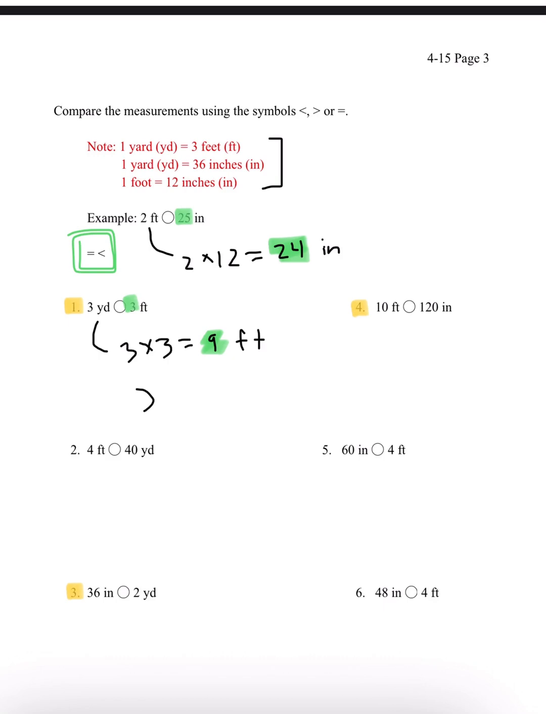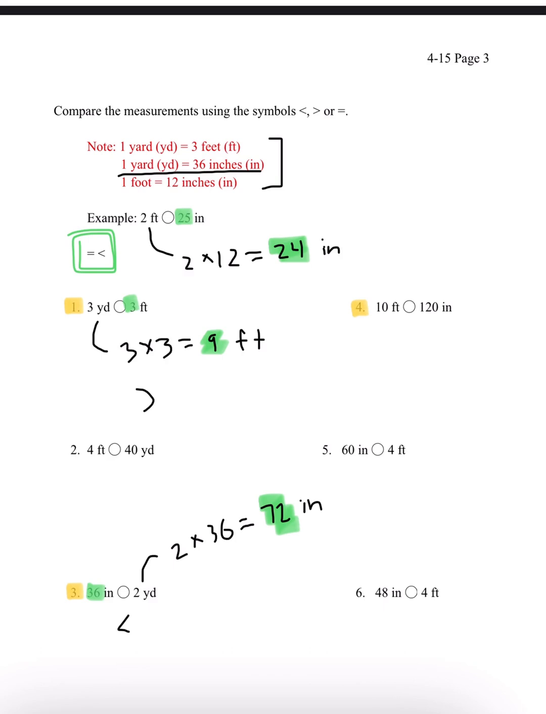Number 3, we have 36 inches and 2 yards. We have to look at this one. I'll be converting both of them to inches, so we just have to leave this one be. And then just convert this one. So if it says 2 yards, 1 yard, there's 36 inches, we have 2 yards here. So we have to do 2 times 36, which gives us 72 inches. You can see that 36 is smaller than 72. So our answer for this one is 36 inches is less than 2 yards. Oh, so it'll be the other way, sorry.